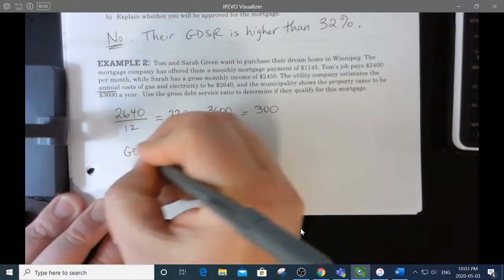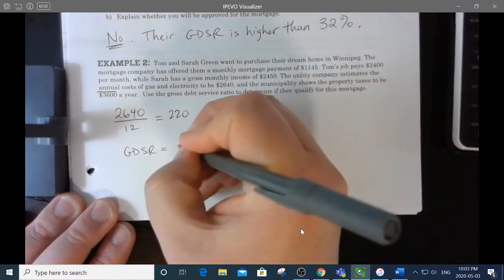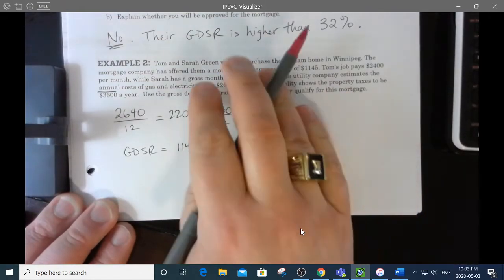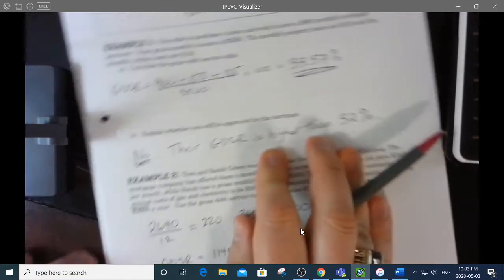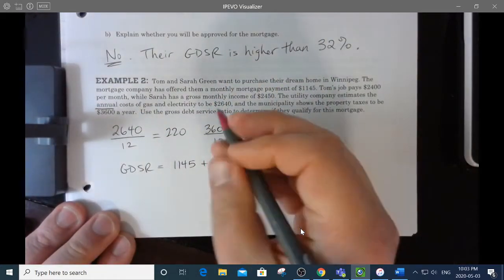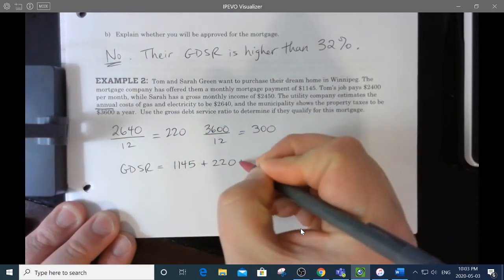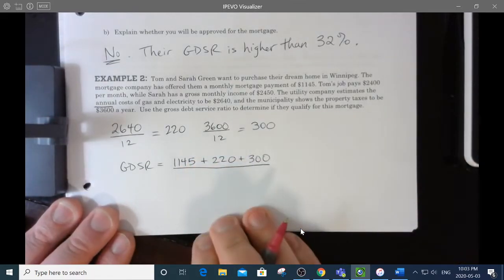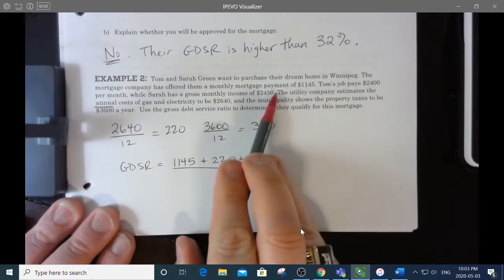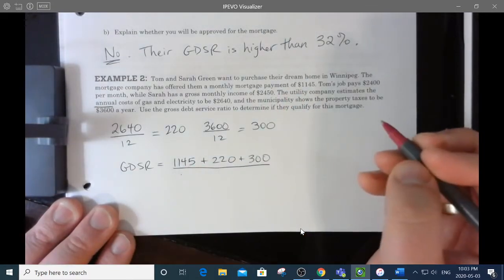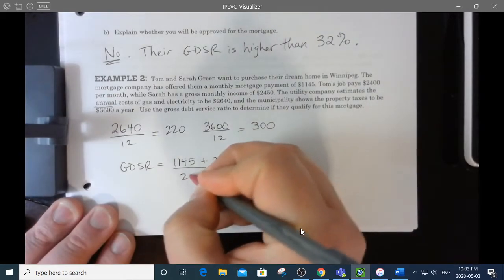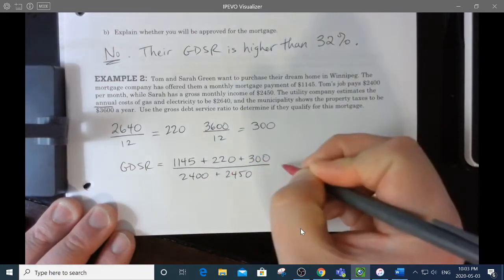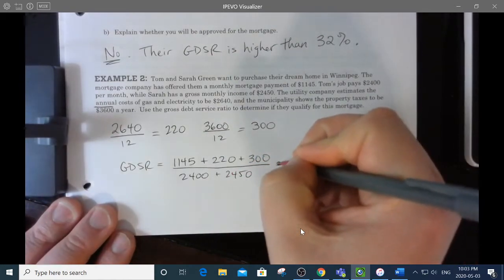So the GDSR is the mortgage payment of $1,145 plus the, look at the formula, the utilities, and I just calculated that the utilities cost this much per month, $220, plus the $300 a month for the property taxes. And now we have to divide that by both of their gross monthly incomes. So that's, let's see, what was Tom's again? Tom's is $2,400 and Sarah's was $2,450. So, times 100.